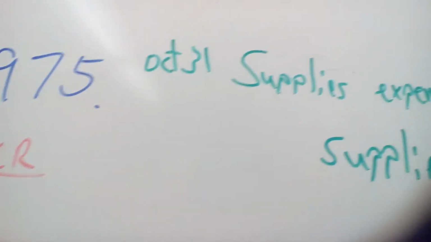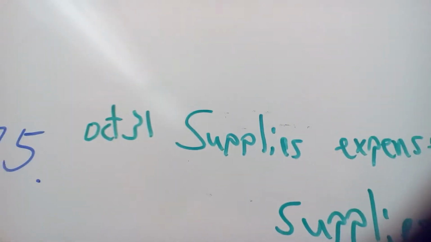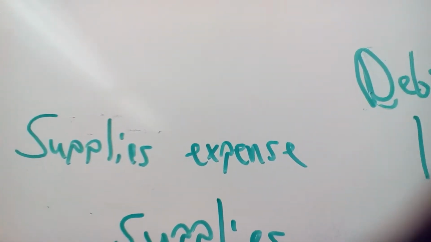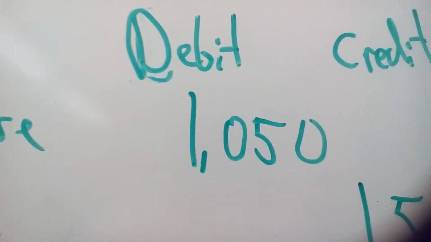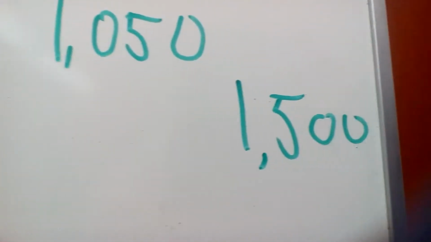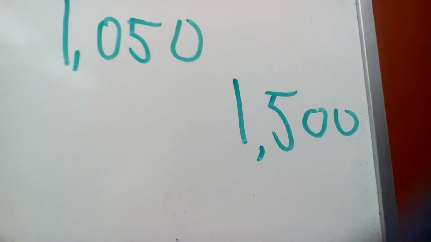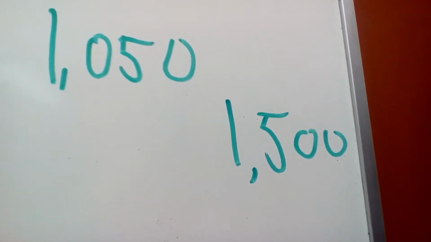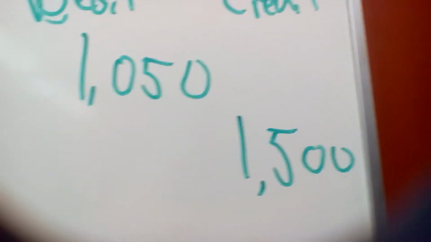Then the journal entry, October 31st, is you debit supplies expense for $1,050 and you credit supplies for $1,050. That shouldn't be 1,500. It should be 1,050.